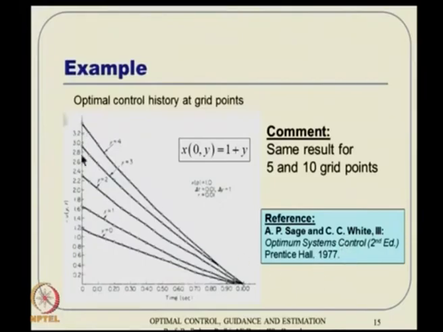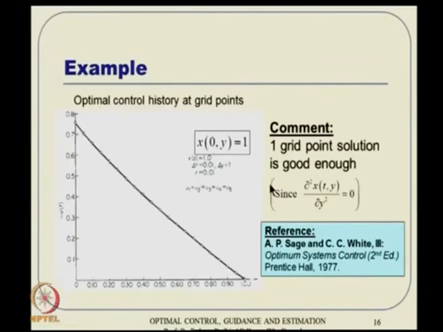So, this particular behavior you can observe, and it really does not matter whether you have 5 grid points or 10 grid points, both will be the same, okay. That happens because there is a linear profile here, for which the spatial derivative turns out to be 0. If you take del square x by del y square, then that is nothing but 0. So as long as you have a linear profile as the initial condition, this kind of behavior is expected. In fact, if you have a constant initial condition, even one grid point will do the job.